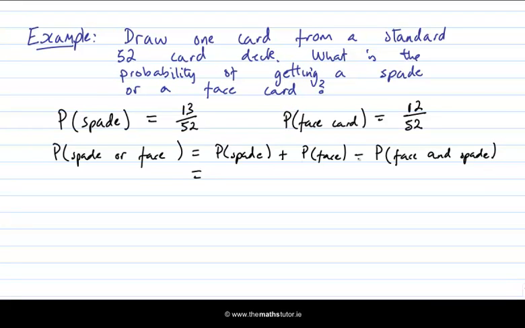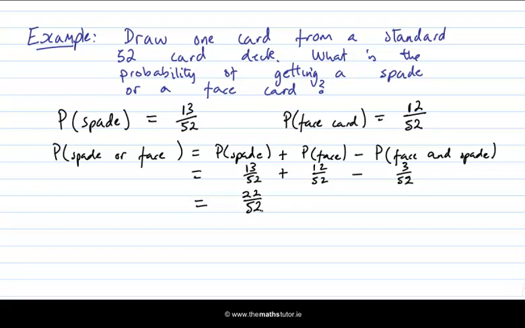So now we've already worked out 2 of the things on the right hand side here. We have 13 over 52 plus 12 over 52. And what about the probability of a face card and a spade? So again, we just need to work out how many cards are both face cards and spades. So how many spades are face cards? Well, 3 of them. So we get 3, and the total number of outcomes is 52. So 3 over 52 there. And now we just do the arithmetic. We have 12 plus 13 minus 3, so that's 22 over 52.